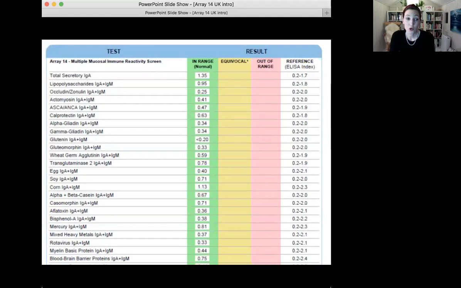Okay, so this is a normal, healthy person. This is what it should look like. So no reactions and everything except for gluten in range. So I'm not concerned if there is one antibody that is below the range. Everything else looks normal and healthy.